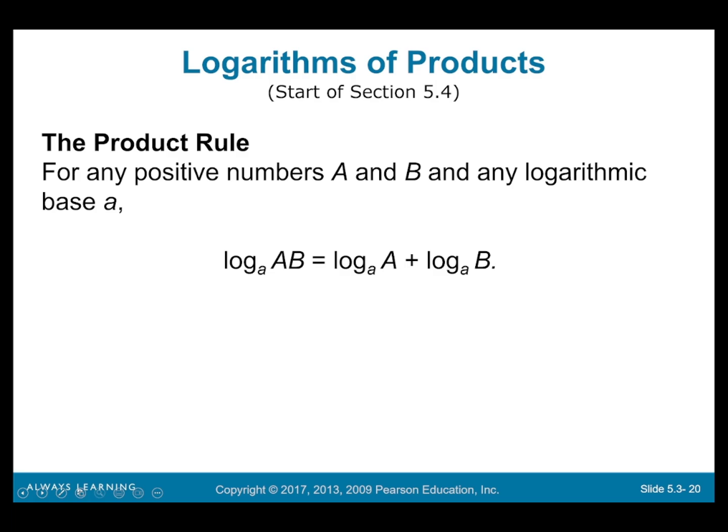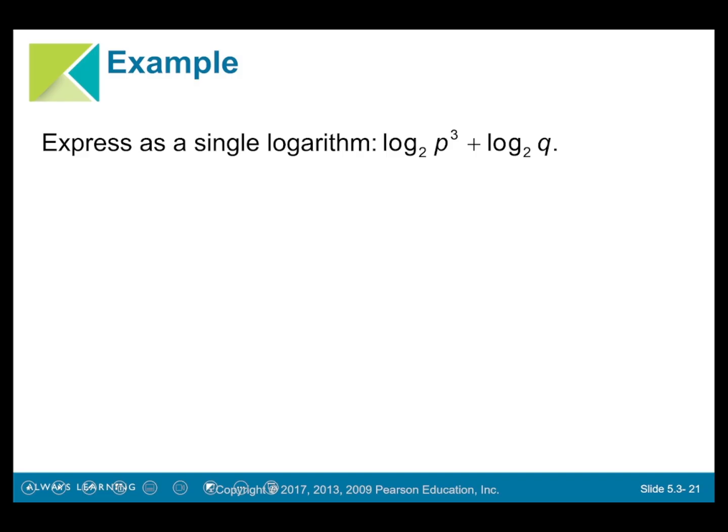Namely, we have first the product rule, where if I have log base a of a times b, well, that's the same thing as log base a of a plus log base a of b. Notice I must have the same base throughout, but essentially I can turn multiplication into addition. So to see an example of this, I have log base 2 of p cubed and log base 2 of q, and this becomes log base 2 of p cubed times q. I go from having 2 log statements to just 1 log statement with multiplication in between.